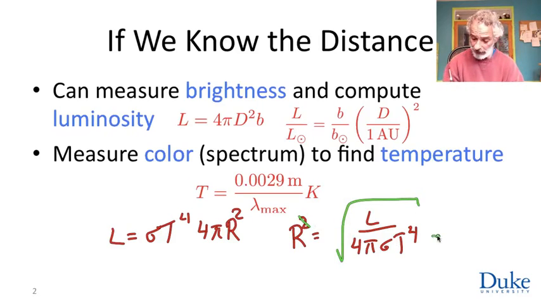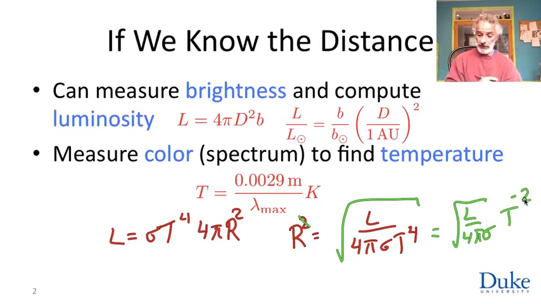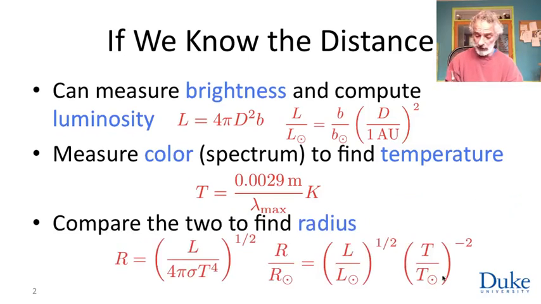And I can rewrite that as the square root of L over 4 pi sigma times the square root of 1 over T to the fourth, which is T to the minus 2, 1 over T squared. And in this form, again, I can compare to the sun by dividing this expression for the star by the same expression for the sun. The radius of the sun is the square root of the luminosity of the sun divided by 4 pi sigma, times 1 over the solar temperature squared. And this gives me another one of those nice scaling expressions. But the bottom line is, if I know the temperature and the luminosity, for which I needed observations and the distance, I can get the radius of a star.